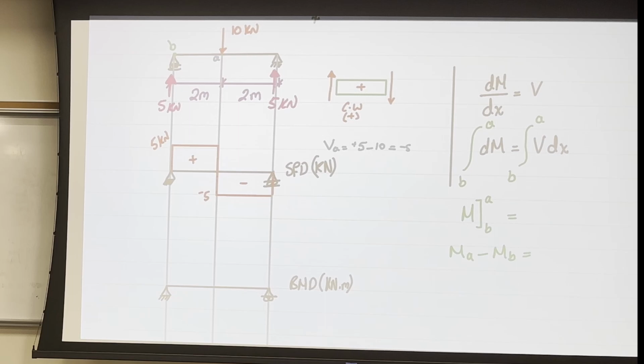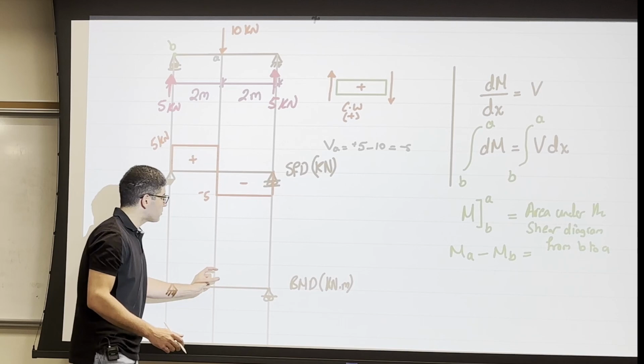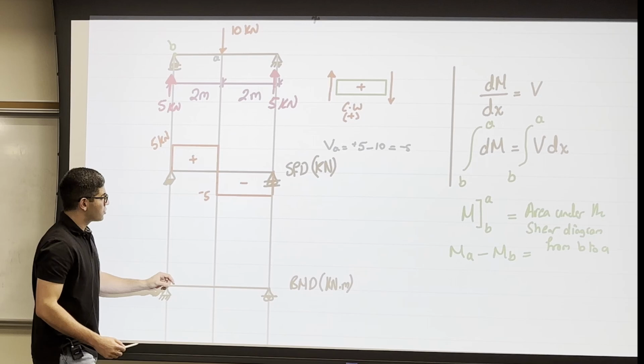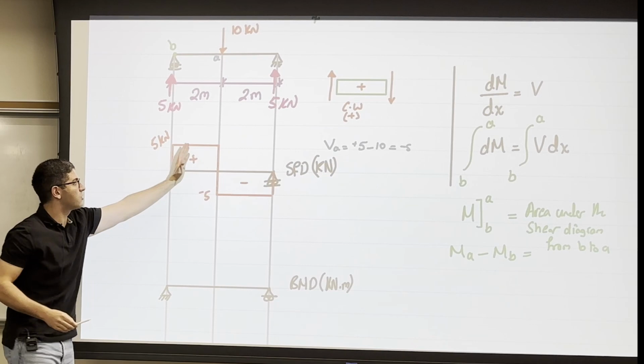The integration of V is the area under the shear diagram from B to A, okay? So if I want to find the difference in the moment, I'll show you in a moment why, this difference is the area under the shear. In other words, if I want to find the difference between MA and MB, this will be the area under this part of the shear function, or the shear diagram.